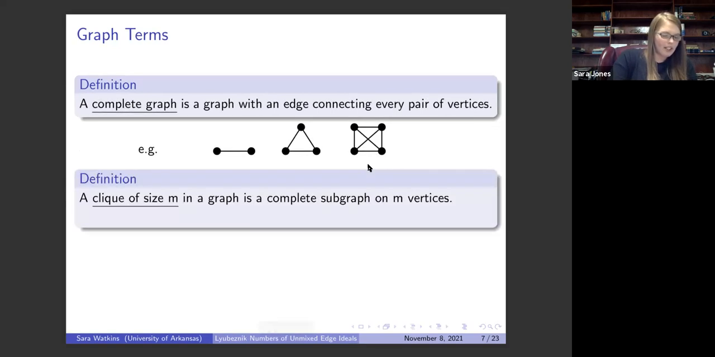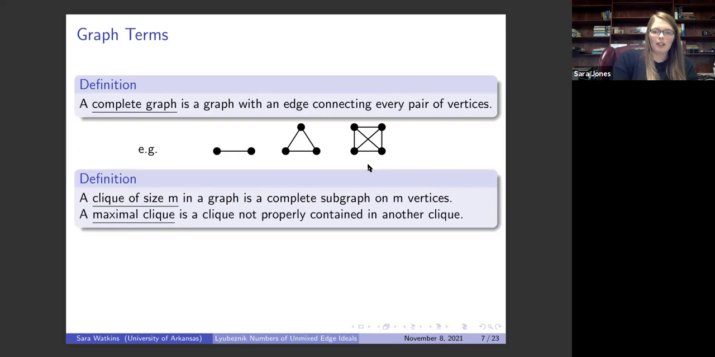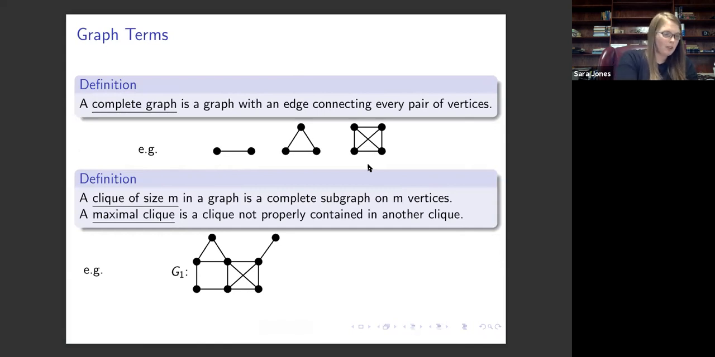Okay, and then the next one is a clique of size m. A clique is simply a complete subgraph. So it's a subgraph on m vertices, but that subgraph is complete. And then a maximal clique would be a clique that's not properly contained in another clique. So we'll look at this example to make sure we're comfortable with this definition.